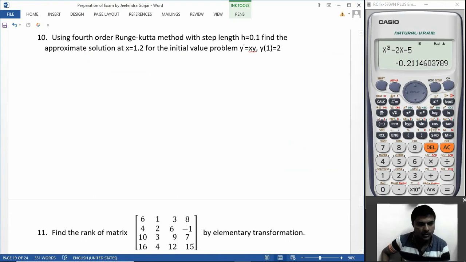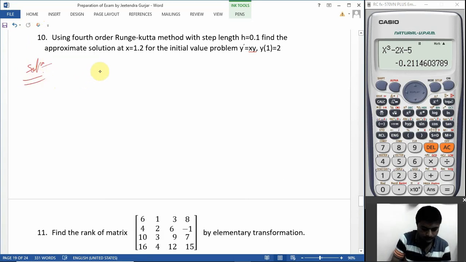So it goes like this. K1 is equal to h into f of x naught, y naught, which is equal to 0.1 times f of 1 comma 2. x naught, y naught I have already written here: x naught is 1, y naught is 2. Substitute. Put f of 1 comma 2 in the calculator. So x into y.